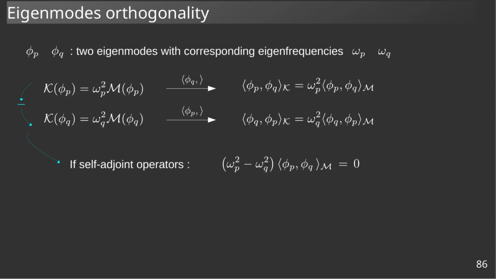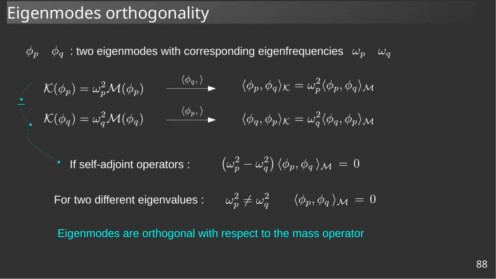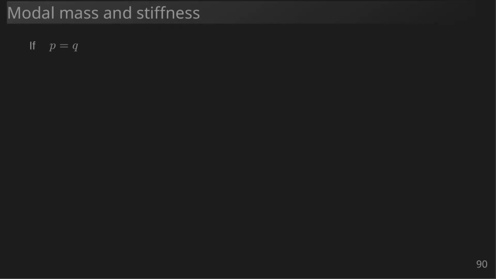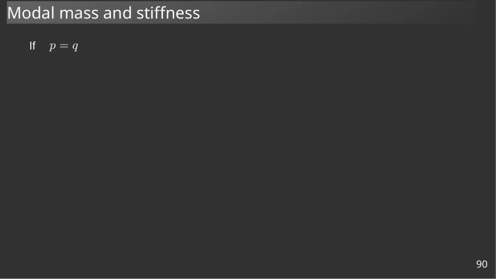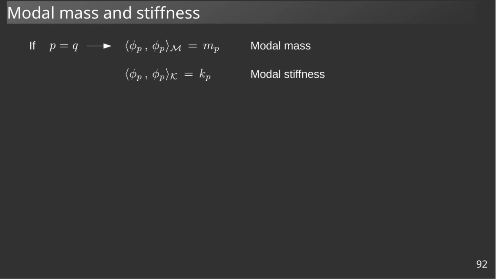We can therefore conclude that for two different eigenfrequencies, the scalar product is 0. Thus, we can say that the eigenmodes are orthogonal in the sense of the mass operator. We can deduce directly that the modes are also orthogonal with respect to the stiffness operator. If p is equal to q, then the scalar products are not 0, and we call them modal mass and modal stiffness. We saw earlier that these eigenmodes were defined to within a multiplicative constant.